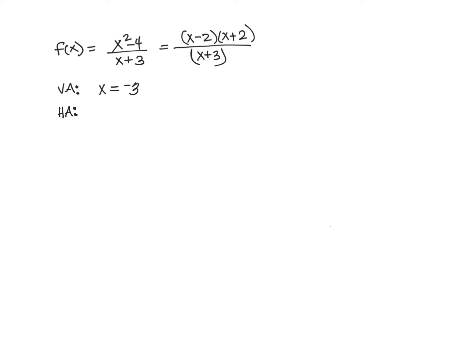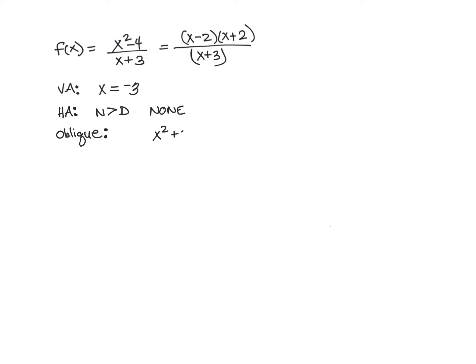If we look at the original, we notice that the degree of the numerator is larger than the degree of the denominator, so there is no horizontal asymptote. But the degree is one more than the degree of the denominator, so we're going to have an oblique asymptote. And in order to do that, we actually do the long division.